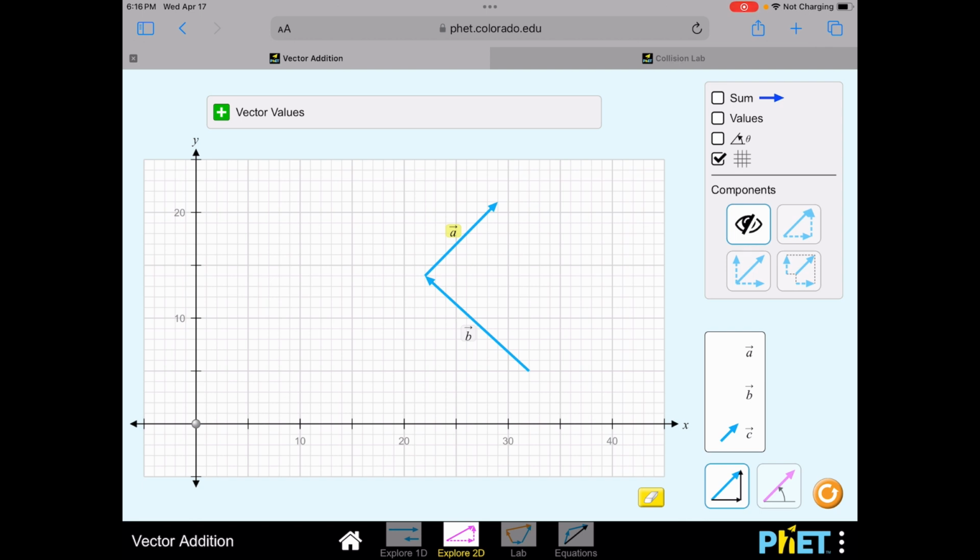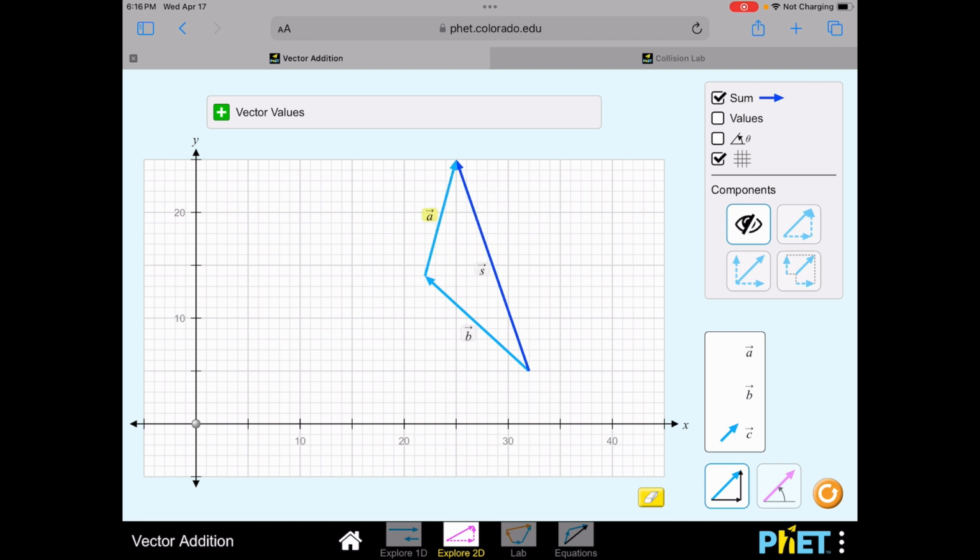Tip to tail, where one ends, the next one starts. Okay, and then to get the resultant, the total momentum, we go from the beginning of the first to the end of the last, right? Tail of the first to tip of the last, from where we started the diagram to where we ended up. So I'm going to add in the sum vector here. There it is, right? That is the total momentum in our system. It's just the result of adding those two vectors together.